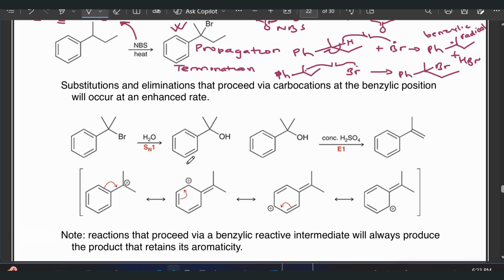Substitution and elimination proceed via a carbocation at the benzylic position. We know it's because if this leaving group falls out, you're going to get a more stable carbocation. It's tertiary and benzylic, meaning it's resonance stabilized, and so we show the resonances. You're good with resonances. Yeah. Then the H2O attacks.